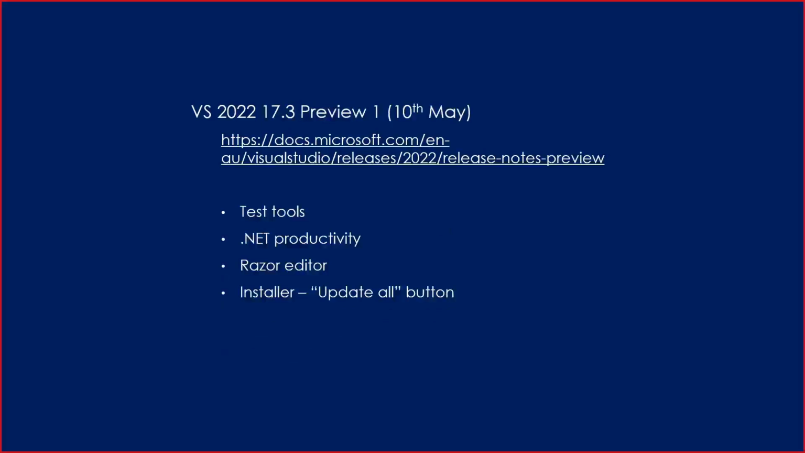And so with 17.2 being the generally available release, 17.3 is a new preview. So some new enhancements coming to the preview channel there. More test tool improvements, .NET productivity, some more refactorings, code fixes, improvements to the Razor editor, and the update all button. So I don't know, maybe this is the thing that's broken the Visual Studio upgrade. Everyone's trying to do update all, and maybe it doesn't work. I'm not sure. Hopefully that'll all get fixed pretty soon.